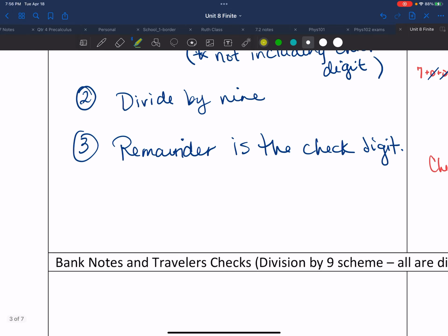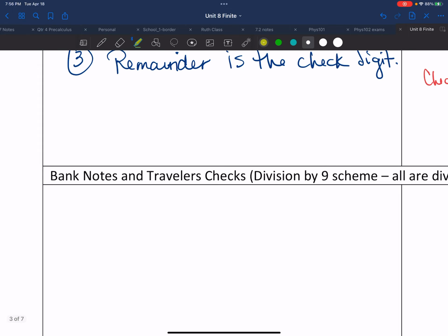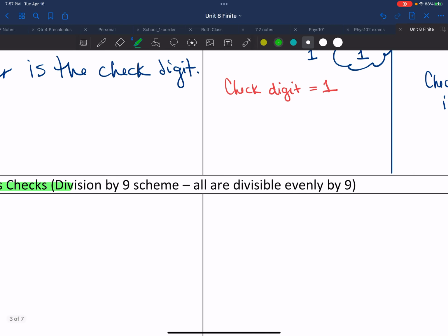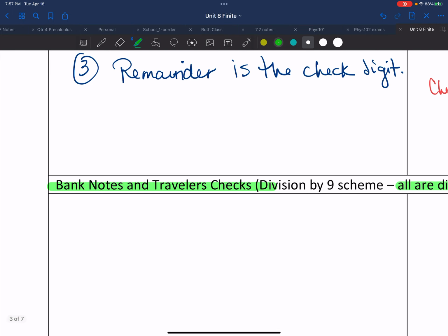Okay, let's do another division by 9 scheme, but this is a little bit different. We're talking banknotes and traveler's checks. In fact, I'm going to put this in a different color. So banknotes and traveler's checks is what we're talking about here. And we're looking at all are divisible evenly by 9. So what does that mean as far as steps are concerned?